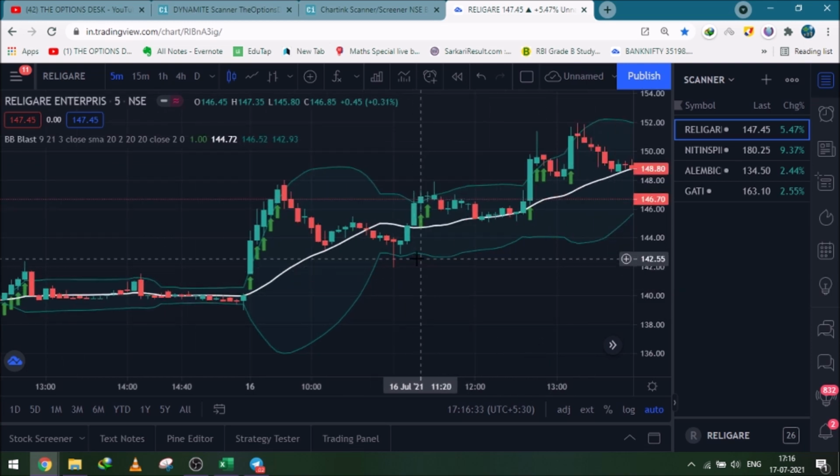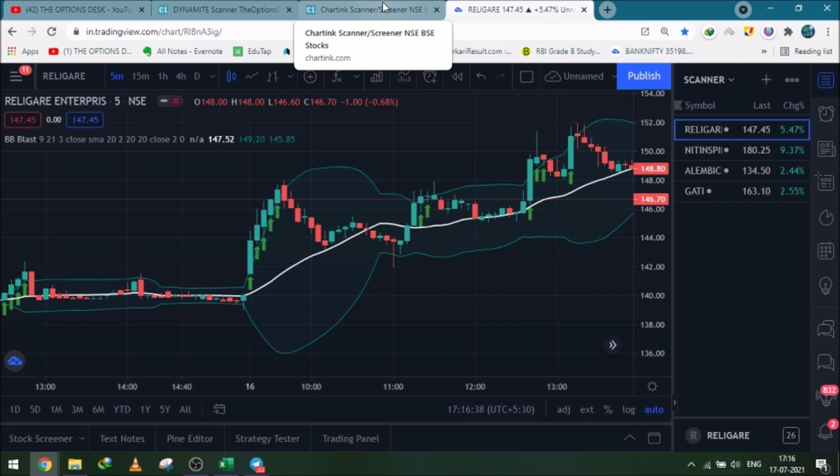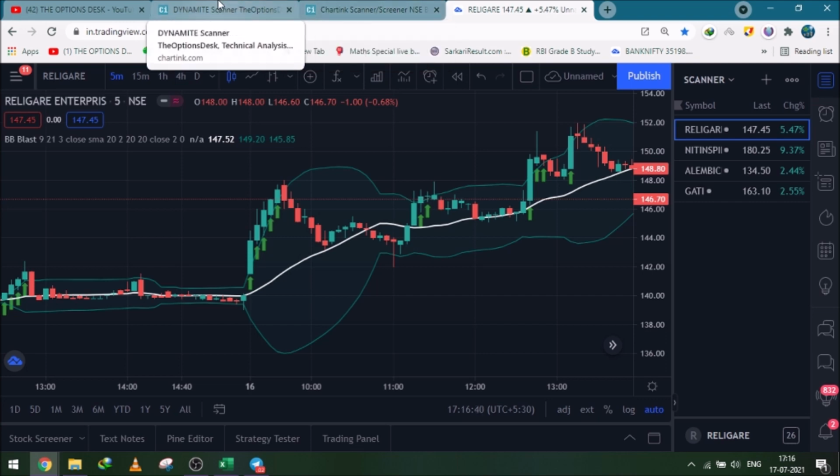Now I will show you the proof with everything. Just stay with the video, and this is going to be the best scanner that you will ever get for intraday stock screening. Now let's come back to the scanner.